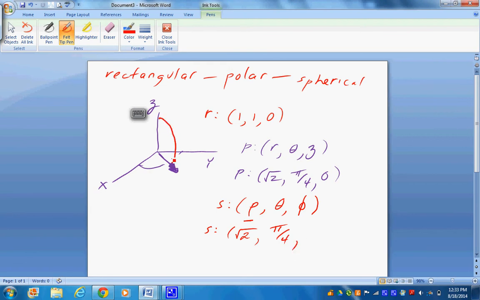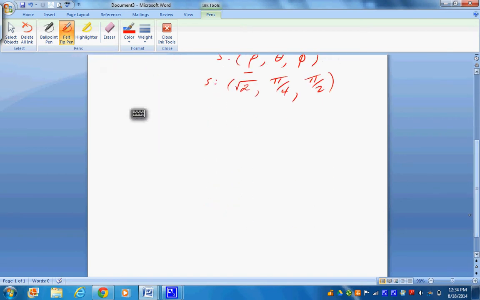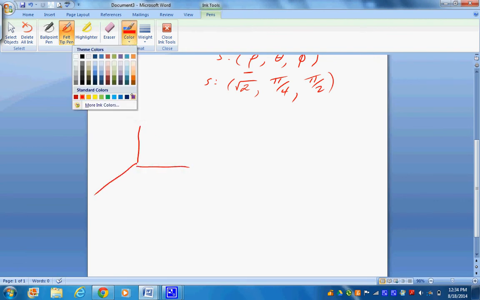And the last one, let's see. I can use my conversion formula, but why would I do that? I could see that the angle formed, so this is my phi here, the angle formed coming off of the positive z-axis is pi over 2. And there I go. Now let's do a second one that's slightly more difficult, but not that much more difficult. Again, it's one I'd like to do without using the conversion formula.